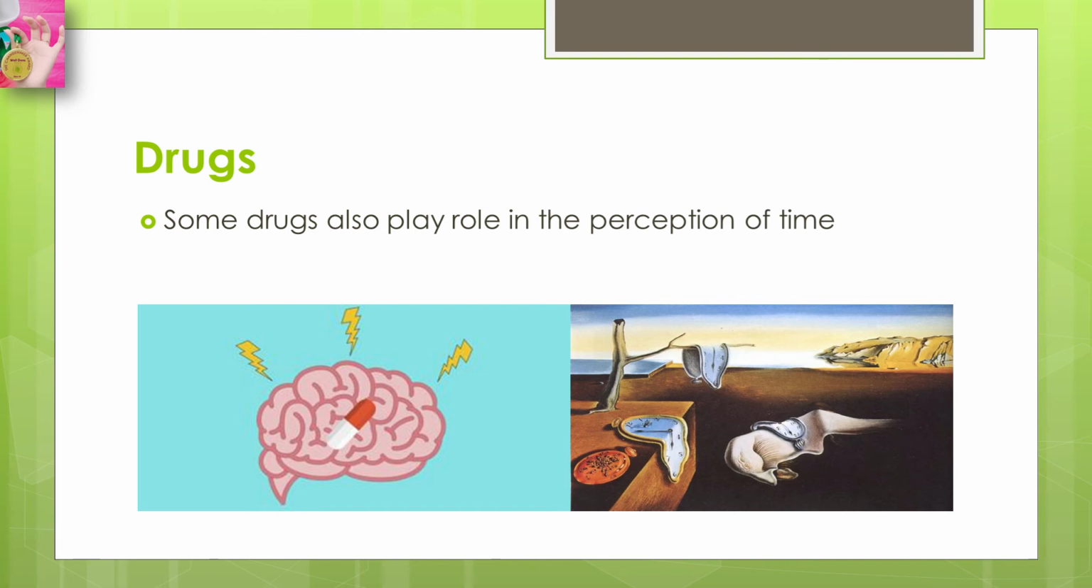For example, among jazz musicians, there is a fairly general belief that marijuana improves the sense of time and rhythm. Though this is not supported by experimental studies, drugs do have some role, and drugs do play an important role in the perception of time.